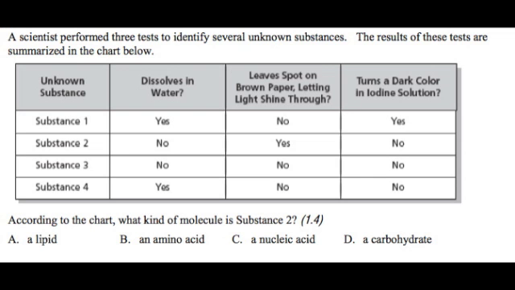A scientist performed 3 tests to identify several unknown substances. The results of these tests are summarized in the chart below. According to this chart, what kind of molecule is in substance 2? A. A lipid. B. An amino acid. C. A nucleic acid. Or D. A carbohydrate.